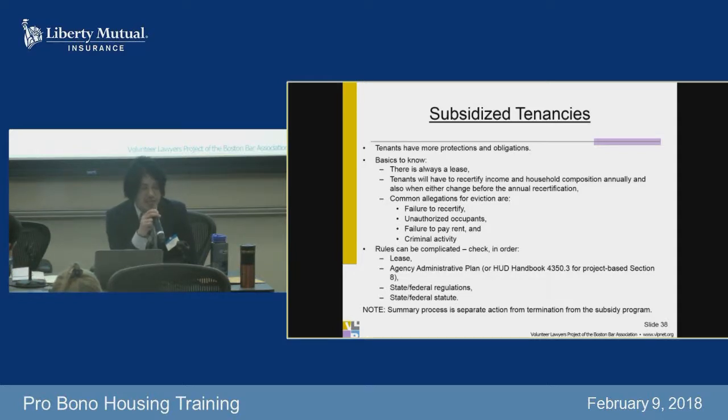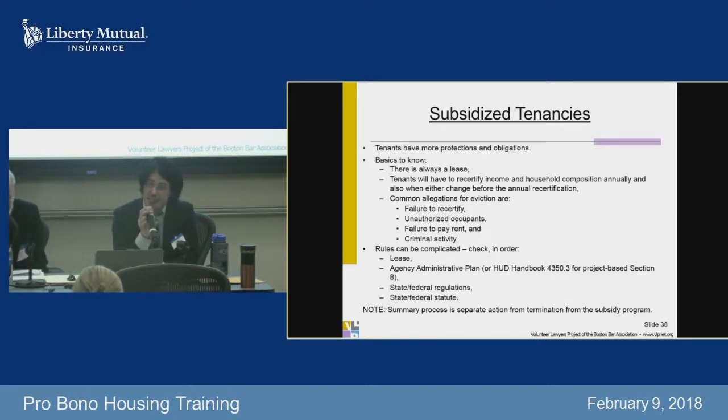Unauthorized occupants, right, in subsidized tenancies, there's always going to be a certain number of people allowed to live in the unit, and when the client lets a brother, a sister, a cousin, or someone else stay, the landlord often brings an eviction for unauthorized occupants, failure to pay rent, and criminal activity. All of these are the most common allegations we'll see for evictions when there's a subsidized tenancy.